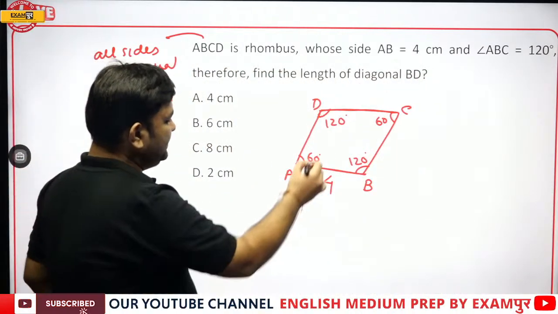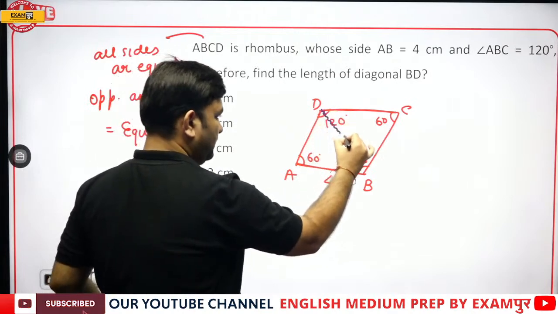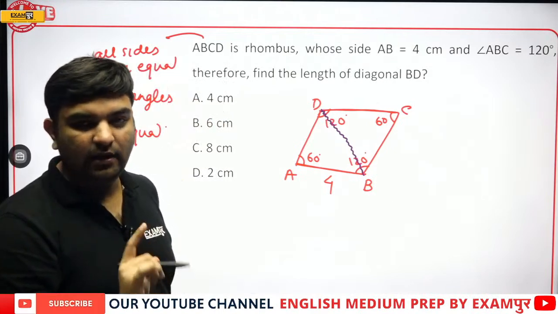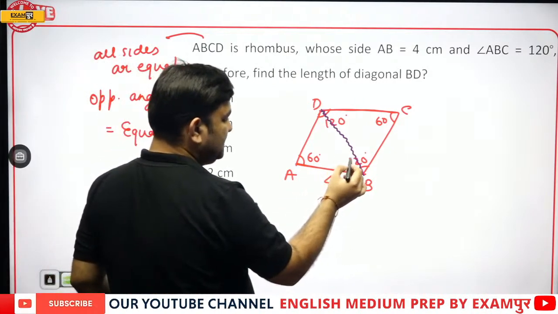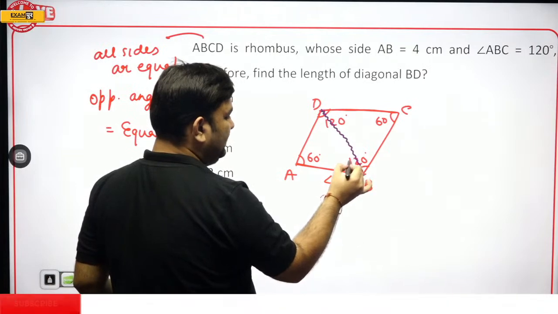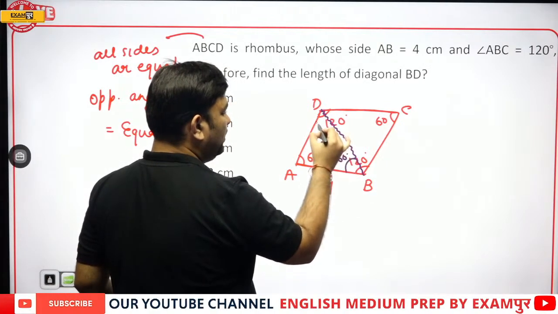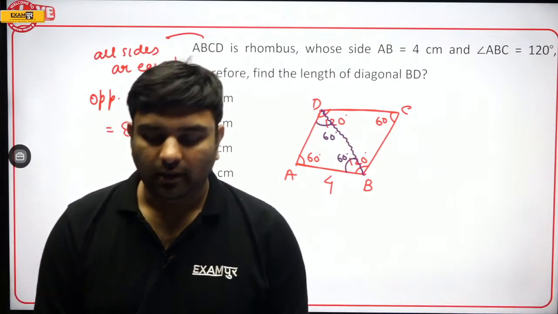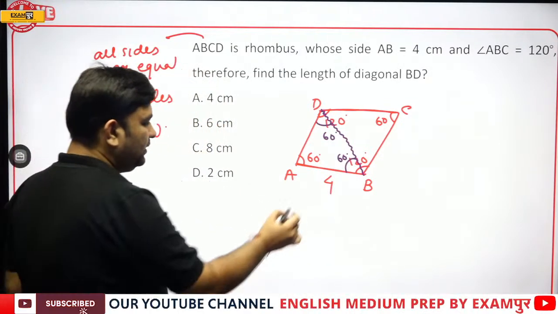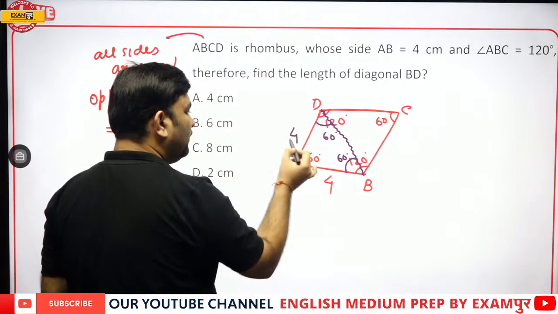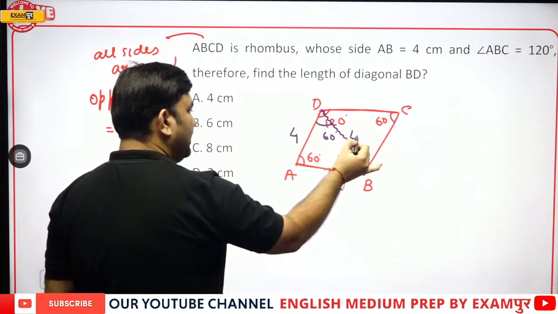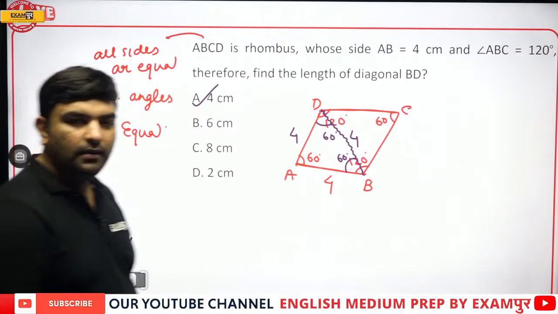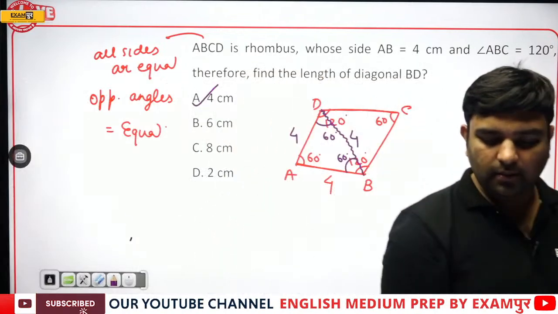What is the length of diagonal BD? Here also the diagonal is the angle bisector. So 120 is split into 60 and 60. Can you feel an equilateral triangle over here? In a rhombus, all sides are equal: 4, 4. It's an equilateral triangle, so the diagonal is also 4.